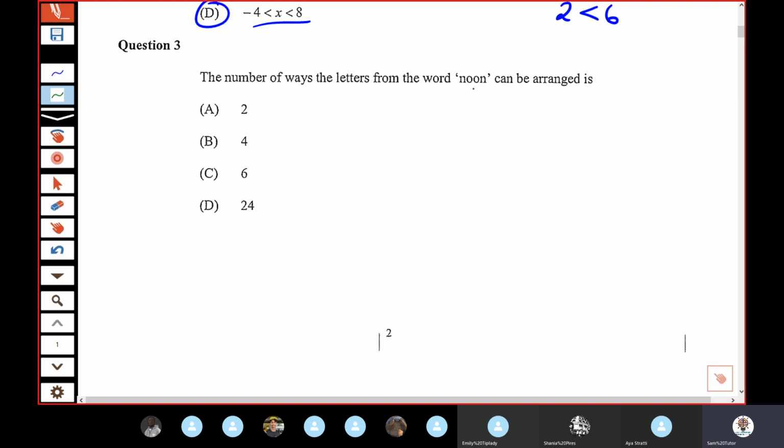The number of ways the letters from the word noon can be arranged is, obviously that would be 4 factorial over 2 factorial, 2 factorial, the repetitions of n and o and o. So what's the answer to that? 4, 12, 24 on 4. I think it's 6, if my math is not wrong. I'm sure someone can tell us if it's wrong.